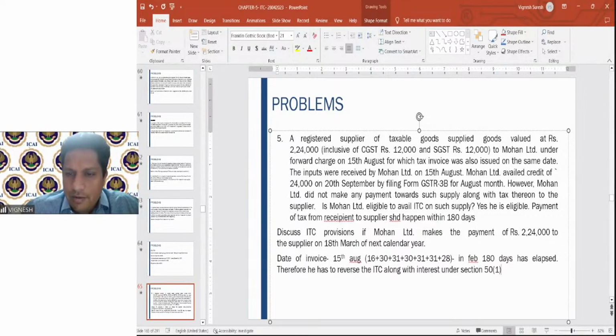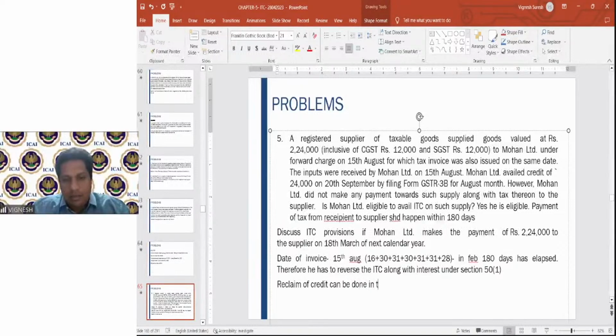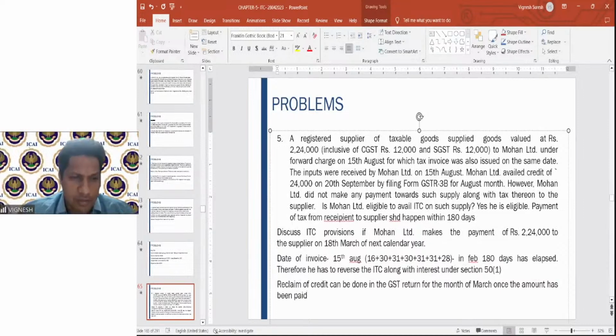So when he makes the payment on 18th March of the next financial year, the moment the payment is made, again he can reclaim the credit. Reclaim of credit can be done in the GST return for the month of March once the amount has been paid. I hope this question is also clear. Everyone understood?